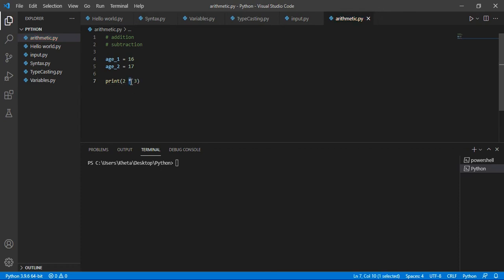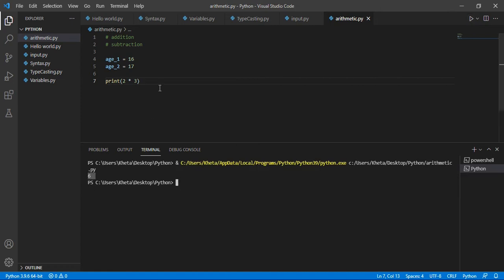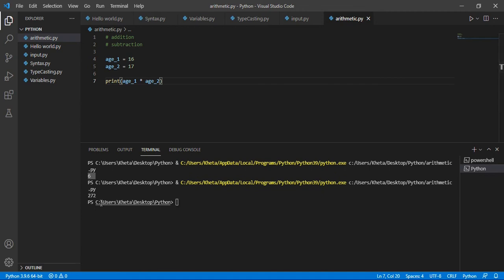You have to use an asterisk. You can call it a star if you want. It's formally called an asterisk. And 2 multiplied by 3 is 6. You have a 6 over there. If you multiply the ages, which is from our little scenario, you can do that. And the result of that will be 272.